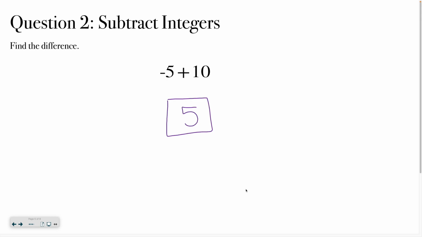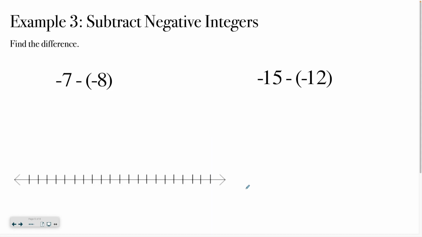For this problem, hopefully you ended up at a +5. If we do -5 plus 10, we end up at a +5. If you have questions on how to get that answer, please ask for some help. I'm happy to help you. Let's move on to example 3.